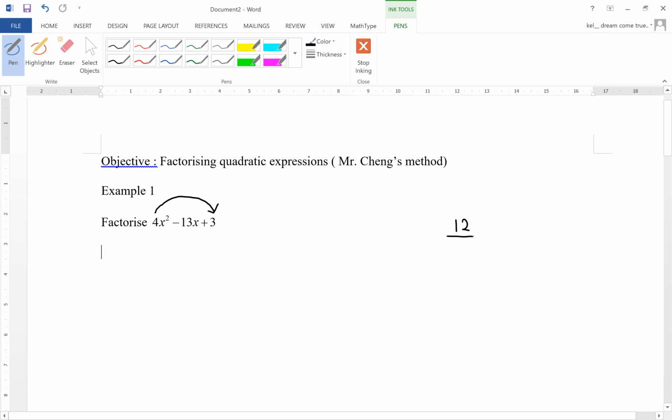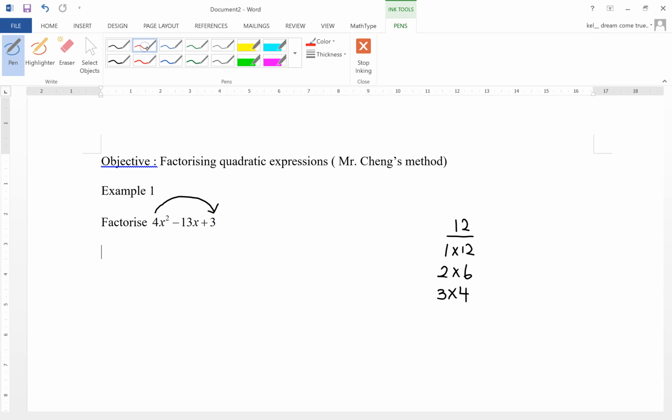At the side, you have to write out and find all the factors of 12. So for 12, I have 1 times 12, 2 times 6, and 3 times 4. So these are the 6 factors of 12.